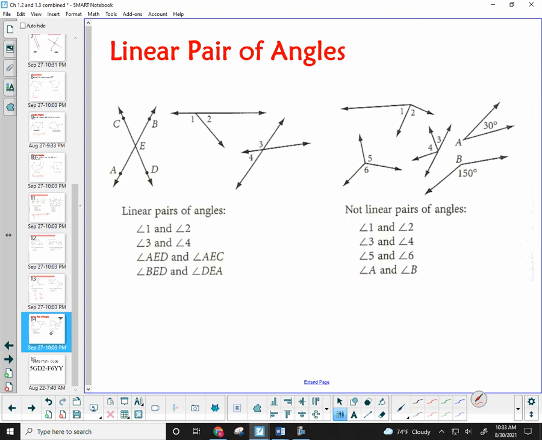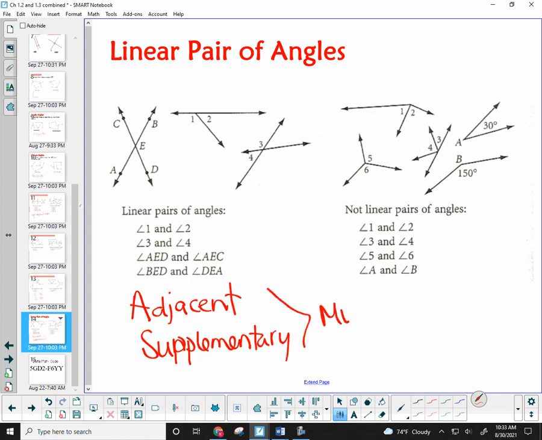So linear pairs have to be adjacent and they must be supplementary. They have to be both adjacent and supplementary. So supplementary, remember, they could be separate. They can be separate from each other, but if it's a linear pair, they have to be adjacent.